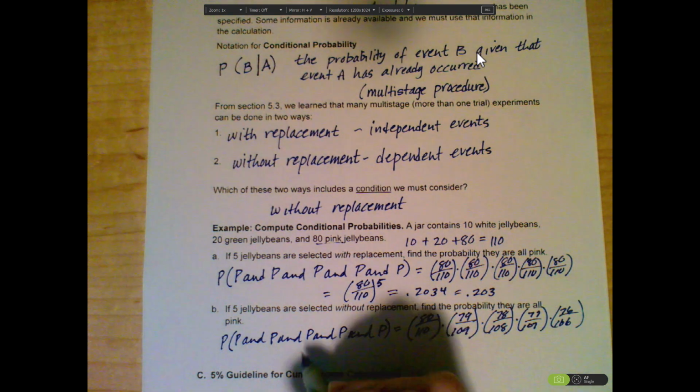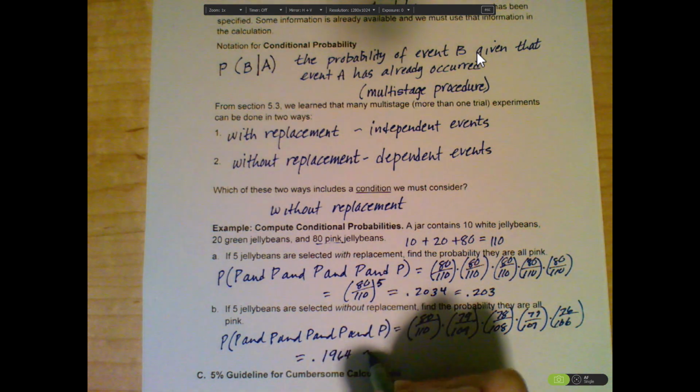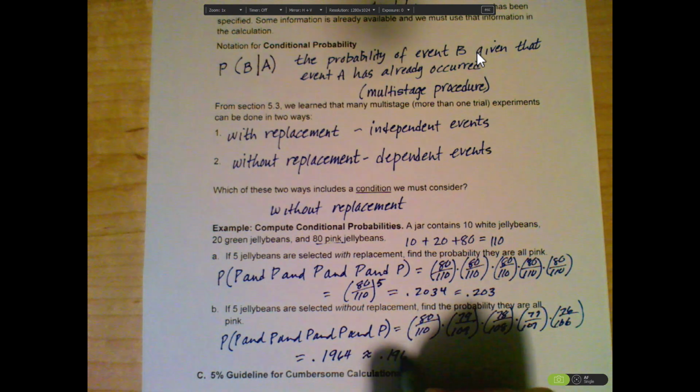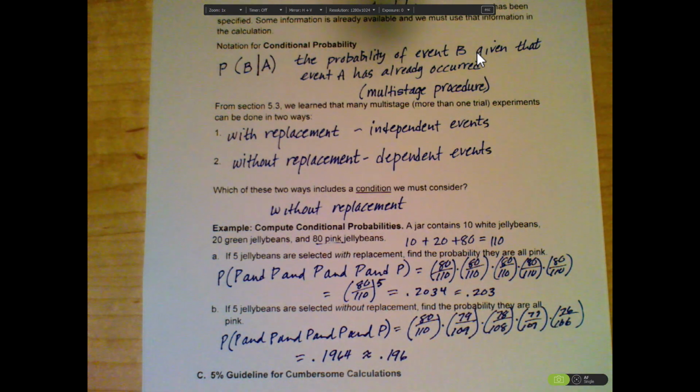So we've got to get our calculator out for that one, right? And run through that on your calculator and you get 0.1964, or about 0.196. So you see we did not get the same answer. It does make a difference. There's a condition here. One of the jelly beans on each trial is being removed. So obviously with replacement is much more efficient to calculate than without replacement.